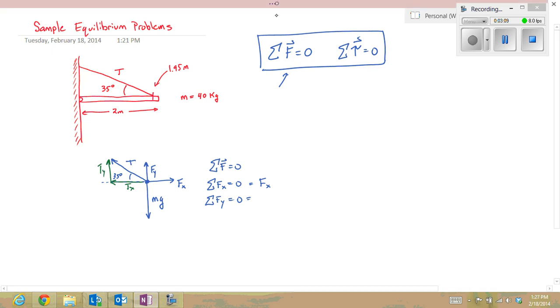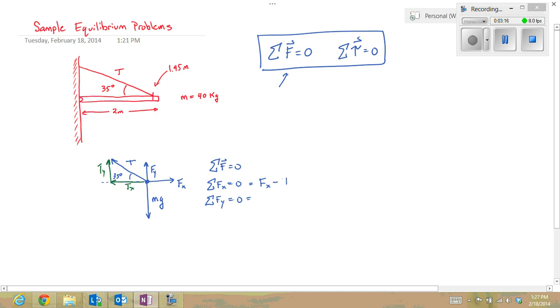So I'm going to go ahead and put those into my x direction equation. So it's going to the left, so it's going to be negative T cosine 35 degrees. And in the y direction, I have F sub y plus T sine 35 degrees minus mg. Three y forces, two x forces. And since we're in equilibrium, both of those are equal to 0.